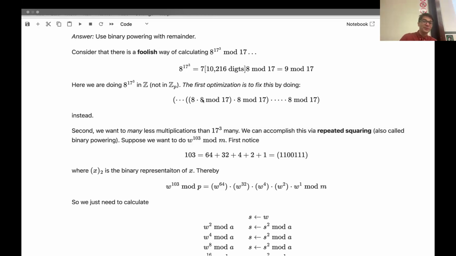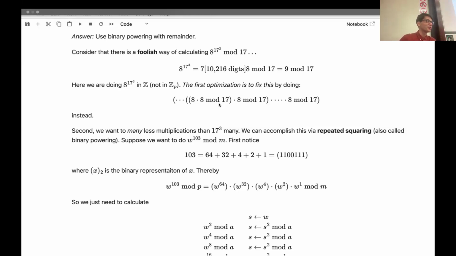Okay, so the first optimization is don't let the product swell to something huge and reduce it after everything. Right? Do this reduction every single time. Do all of the operations mod 17. So you don't do 8 times 8 to get 64 and then multiply that by 8. You do 8 times 8 to get 64 mod 17, which is going to be something less than 17, which you then multiply by 8. So good on you. That's not the only thing that we can do, though.